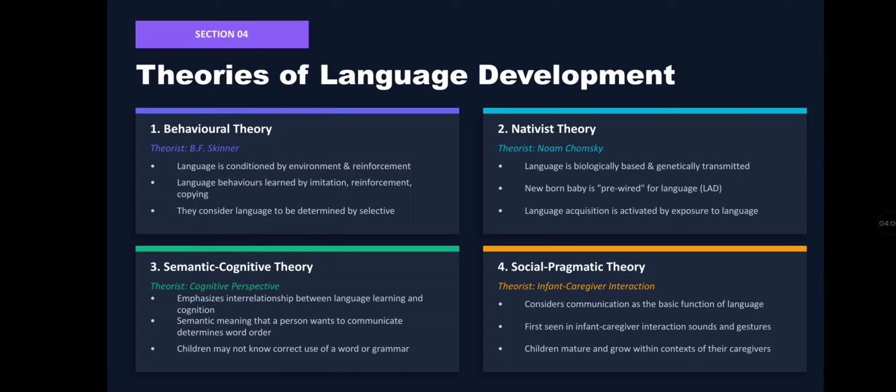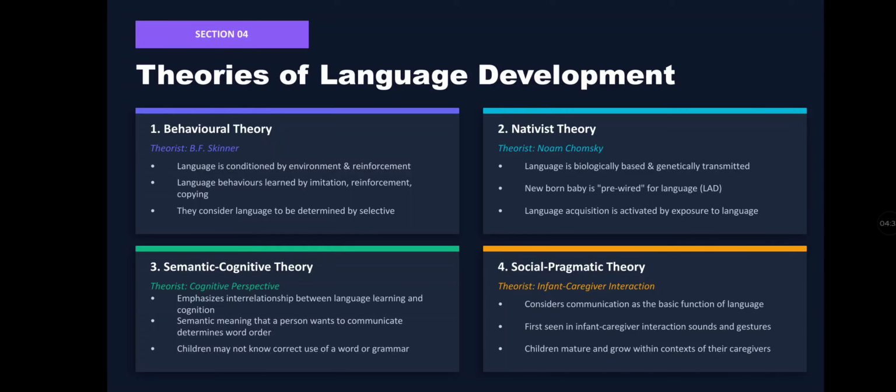The nativist theory was given by Noam Chomsky, which says language is biologically based and genetically transmitted. A newborn baby is pre-wired for language. Language acquisition is activated by exposure to language. The semantic cognitive theory was given from a cognitive perspective. It emphasizes interrelationships between language learning and cognition. The semantic meaning that a person wants to communicate determines word order. Children may not know the correct use of words or grammar.